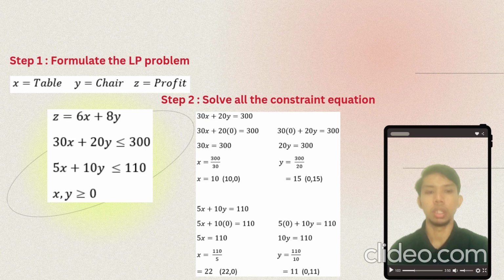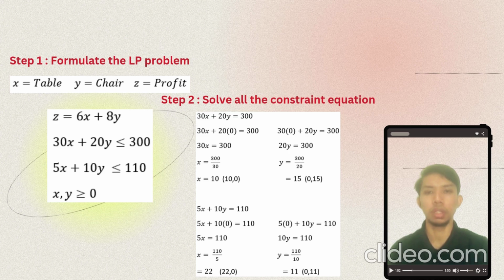Finally, we include the non-negativity constraint, which is x is greater than or equal to 0 and y is greater than or equal to 0, ensuring our solutions are practical. So that is all for step 1. We go to step 2, which is to solve the constraint equations for the intercepts.